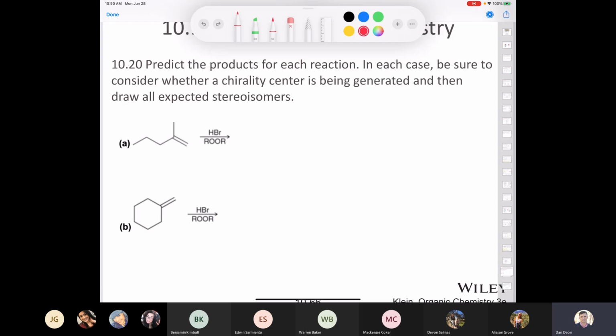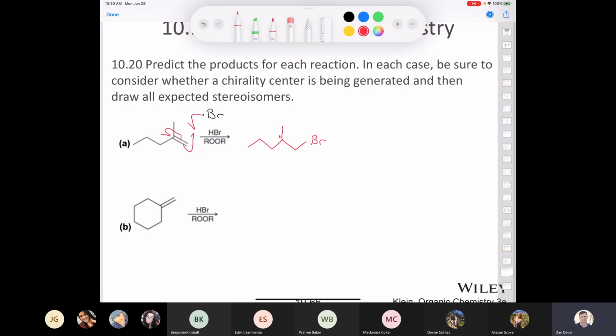Now, all of you could draw the products of this. I know you could, okay? Because we've looked at this already. But let's consider the mechanism a little bit. We have our bromine radical. It's going to add to the less substituted carbon to form the more stable radical. So let's draw the radical that's formed. And this is the radical right here.